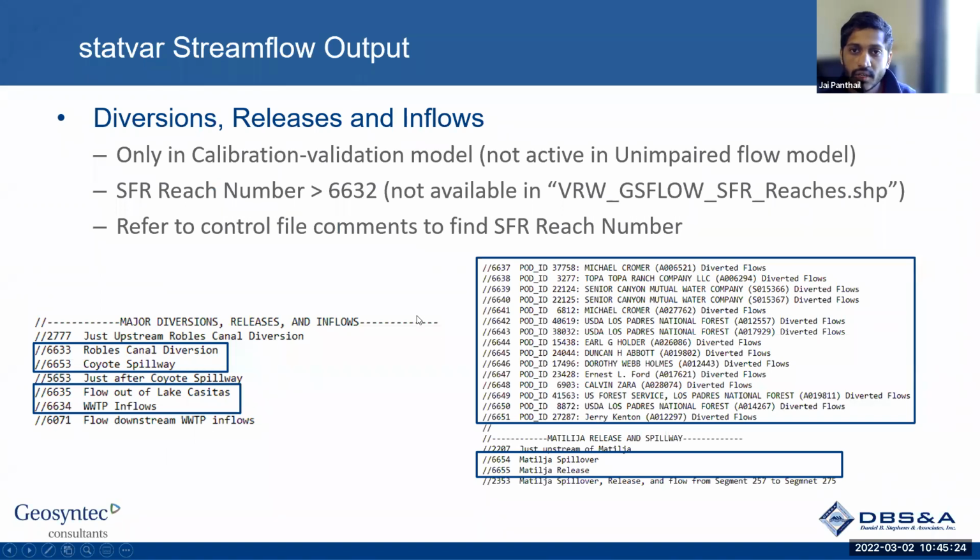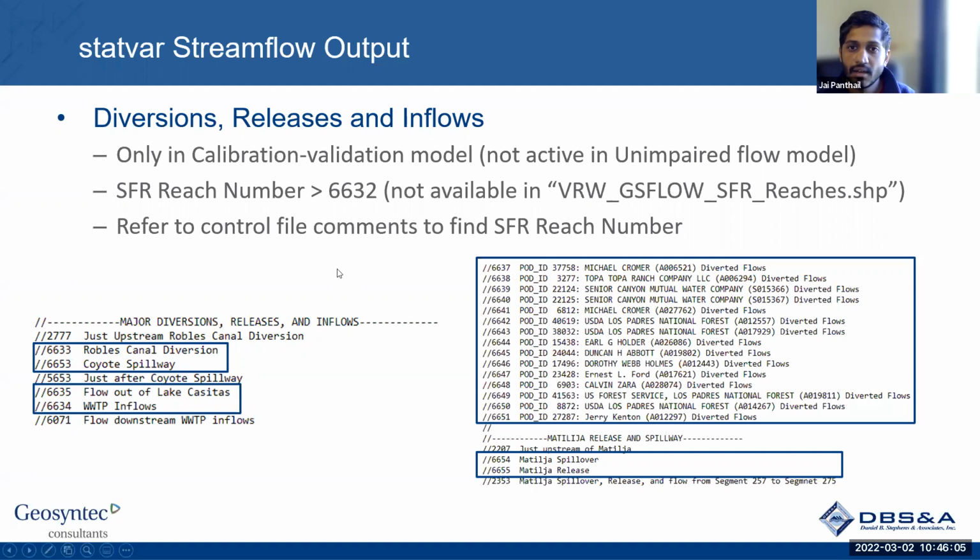Another thing to note is that there are some specific stream SFR reaches that are not in the shapefile. I'll open up the shapefile and show in a bit. But if you open the shapefile and check for SFR reach numbers greater than 6632, you will notice that they're all linked to the unimpaired model. If you open up the control file, you will see that there are some reach numbers that are greater than 6632 in the calibration validation model.